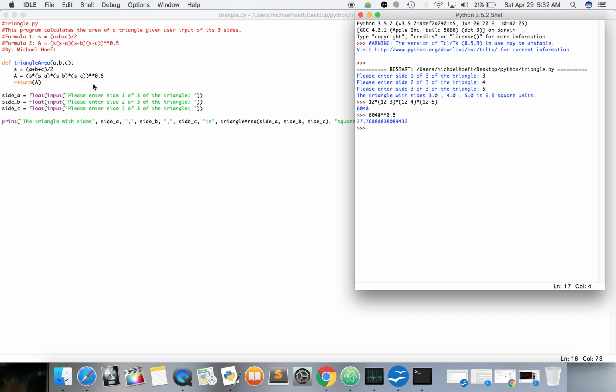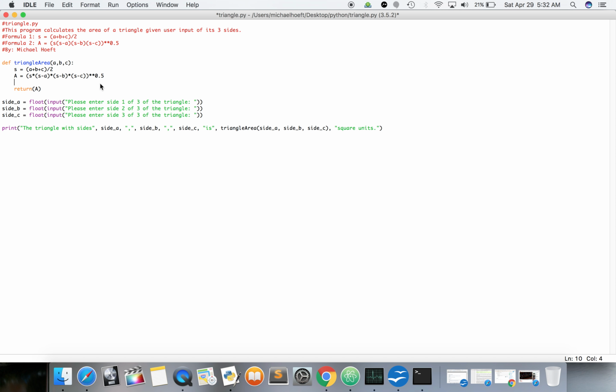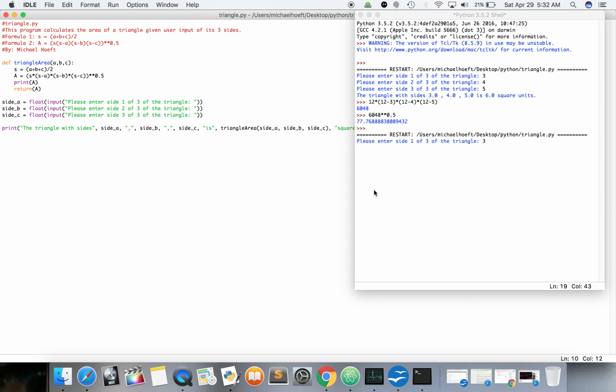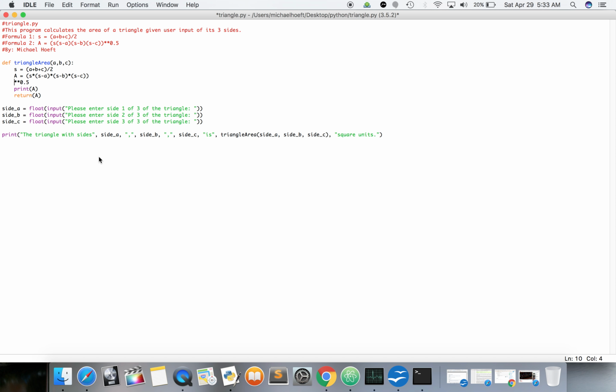Now we returned A. So A should be... Let me try something here. Let me print A. And I'm just going to see how it goes. So let's do 3, 4, 5. So yeah, A thinks it's 6. So I think there's our issue right there.